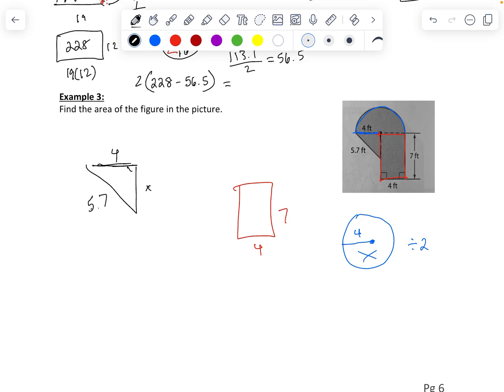Okay, well, this is a right triangle, so here we go. Pythagorean theorem. 5.7 squared equals 4 squared plus x squared. Grab your calculator. 5.7 squared, 32.49 equals 16 plus x squared, minus 16. All right, 16.49 equals x squared. Then we're going to take the square root of that. And we get 4.06. So maybe like 4.1.